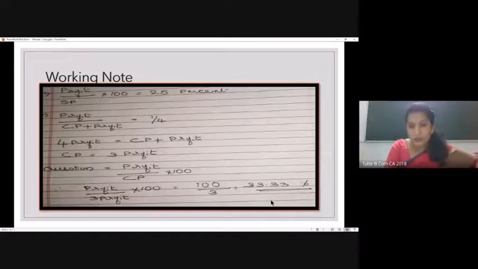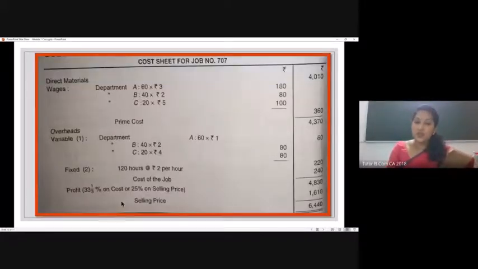So once we know that it is 33.33% on our cost price, it is very simple for us. What did we do? Profit 33 and 1 by 3, 33.33 is nothing but 33 1/3% on cost, or 25% on selling price. That is already given in the question. That's why we did it in this way, right?